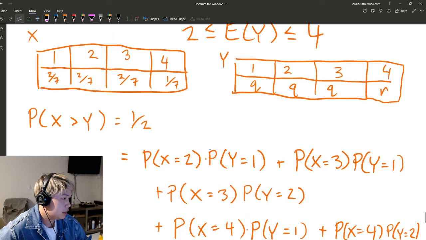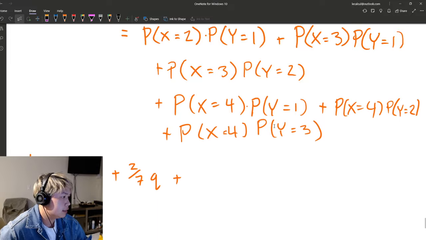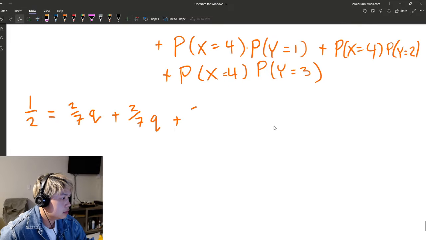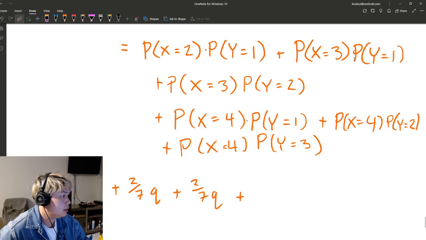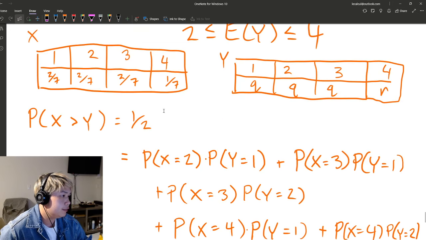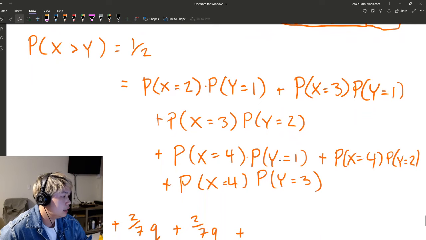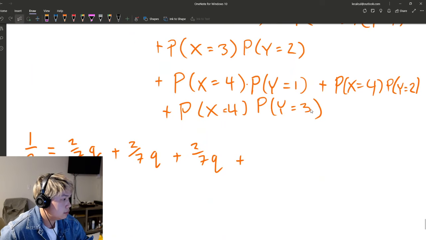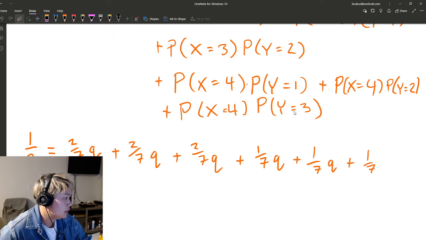And then we just keep going. So this is 2 over 7, this one is q. So that's 1, 2, 3, and then this one, x being 4, is 1 over 7, and then this is q. So this is just 1 over 7 q. And then this is 1 over 7, this one's 1 over 7, and then all of these are q's as well. So 1 over 7q plus 1 over 7q.